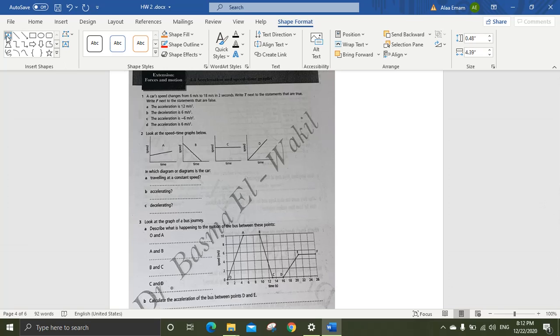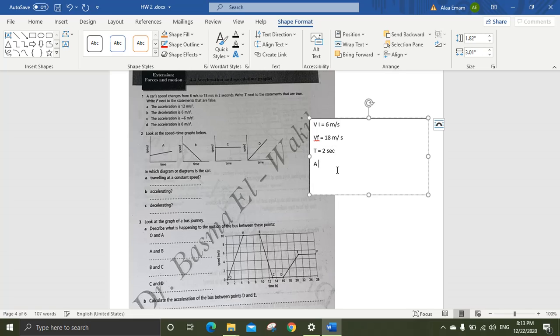So now the car speed changes. Let me just solve it in a draft. The car speed changes from 6 meters per second to 18 meters per second. So V initial, which is the starting velocity, VI, is 6 meters per second, while V final, which is the final velocity the car reached, is 18 meters per second, right? And this change took a time of 2 seconds, right?